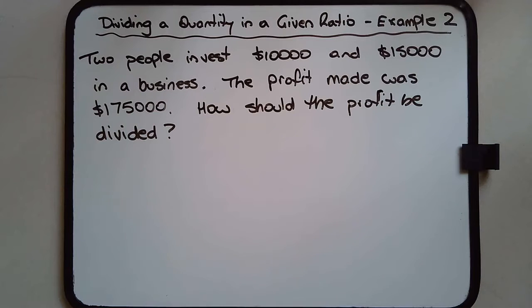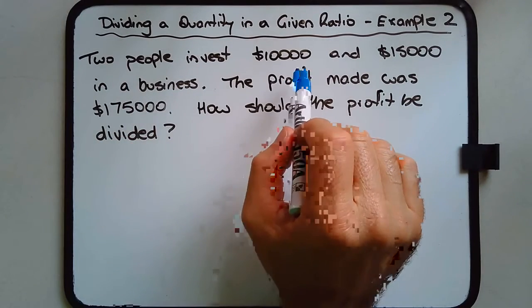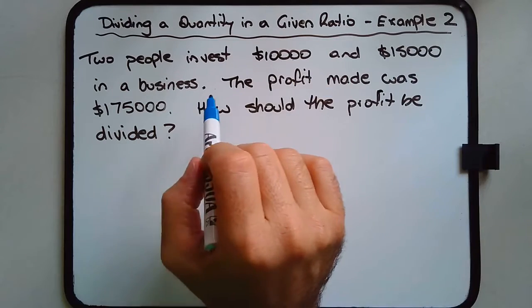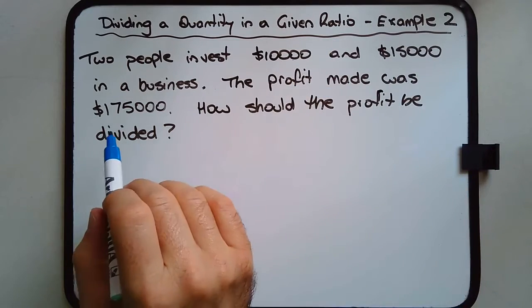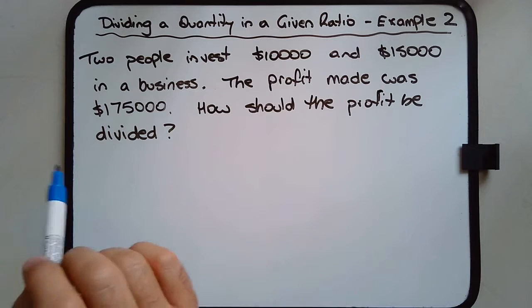So let's look at another example of dividing a quantity in a given ratio. So this is example 2. Let's read through the question together. Two people invest $10,000 and $15,000 in a business. The profit made was $175,000. The question is, how should the profit be divided?